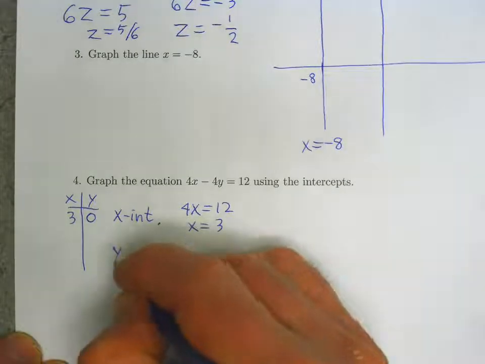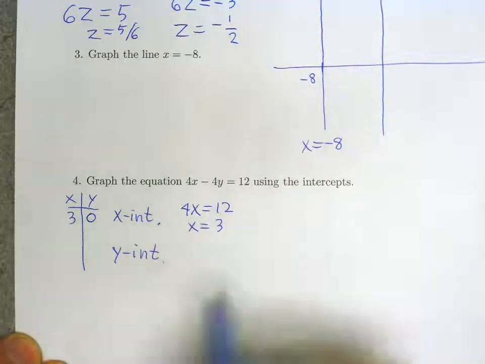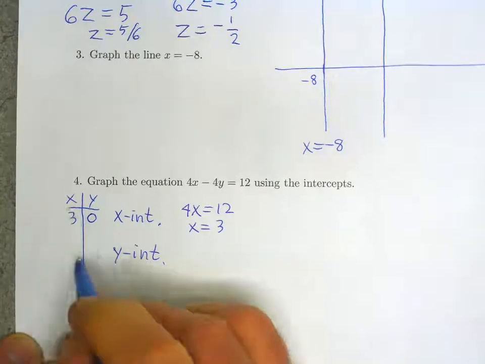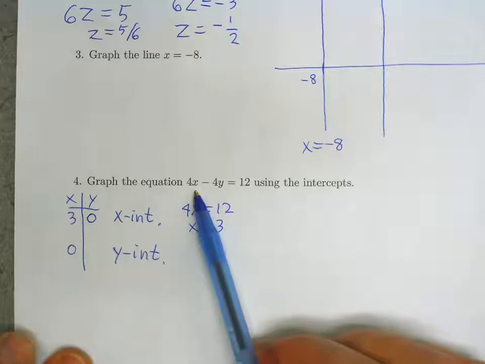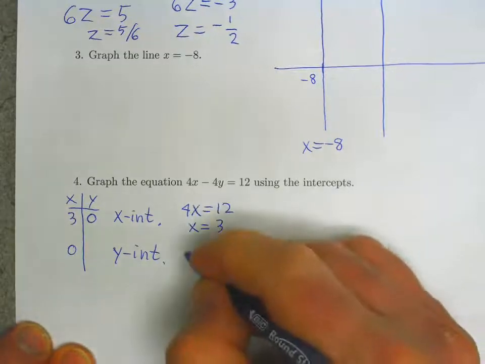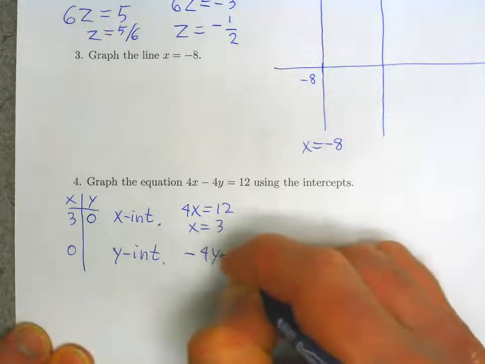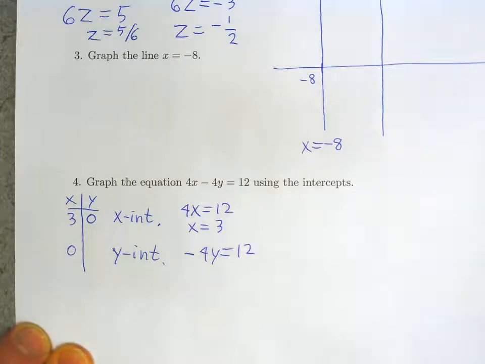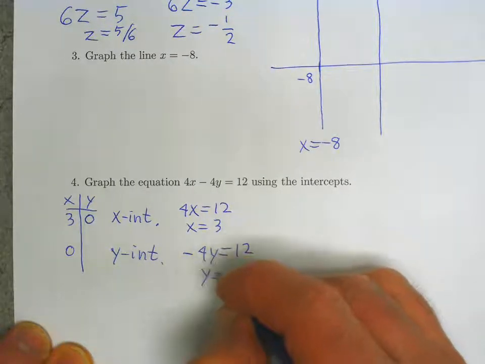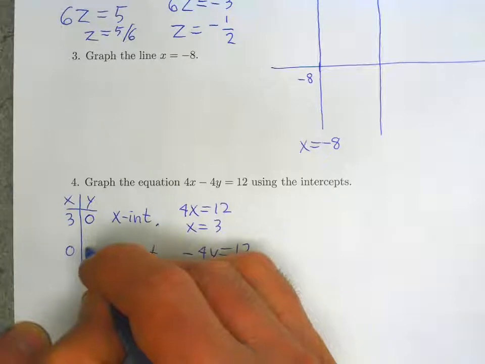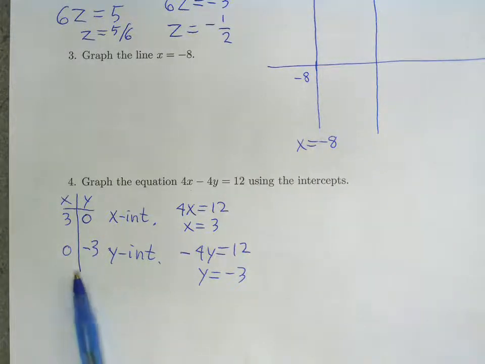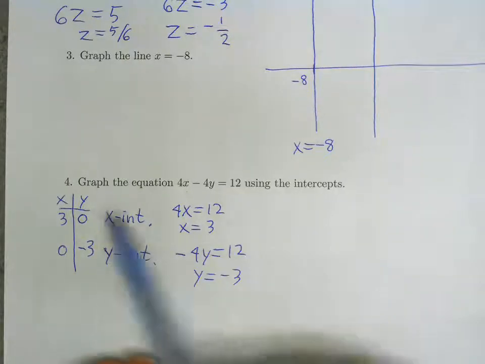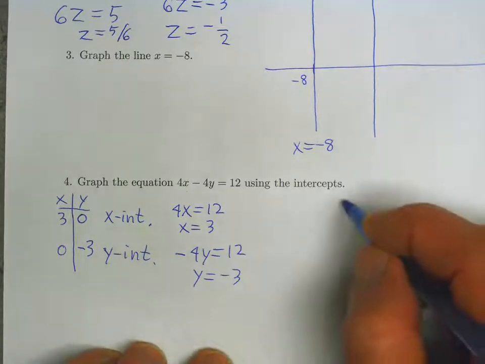And then the y-intercept, every y-intercept has an x-coordinate that's 0. So in this equation, replace x with 0, and we're left with negative 4y equals 12. Divide both sides by negative 4, y equals negative 3. Okay, so the y-intercept is the ordered pair 0, negative 3. And in order to graph a straight line, we just need 2 points.